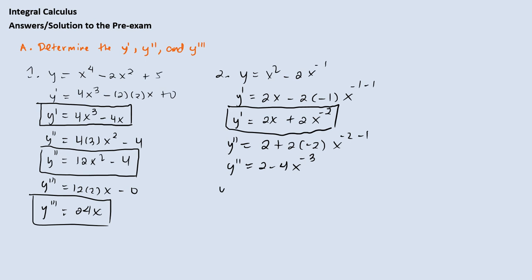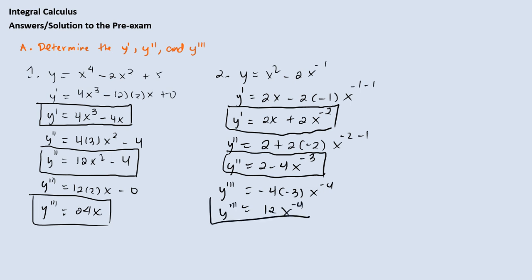And then y triple prime. Okay, boxan natin yan because that's the answer. So we have 0. Okay, so we have minus 4 times minus 3 x raised to minus 4. So this will become positive 12 x raised to negative 4. Okay, so this is the answer. Now, alternatively, you can say it like this, 12 over x raised to 4. I will accept this one.